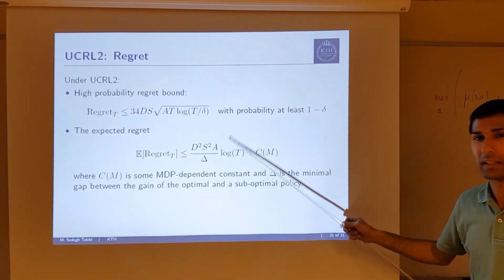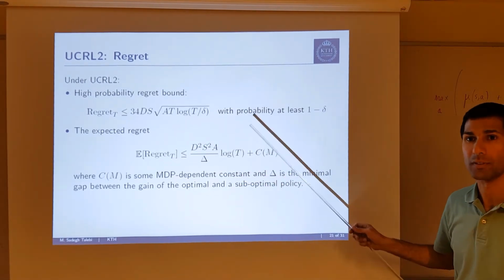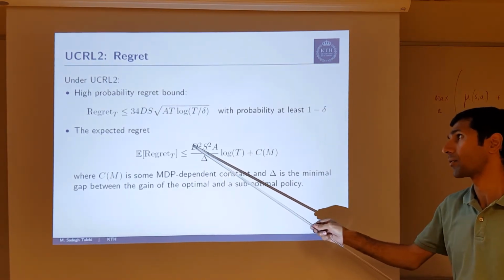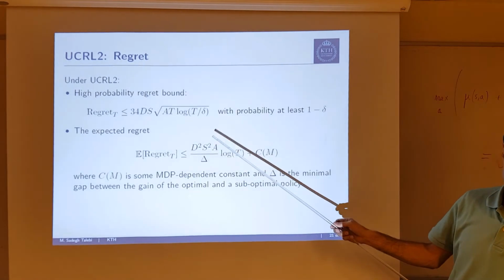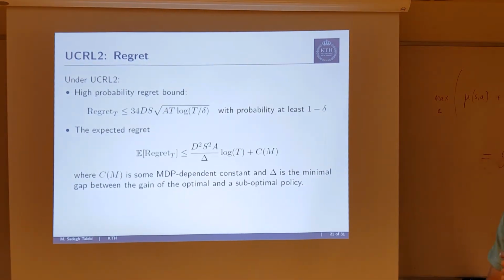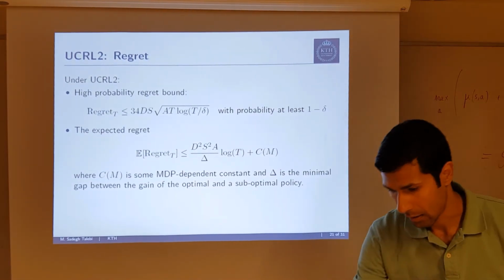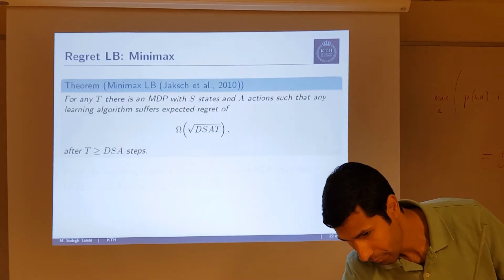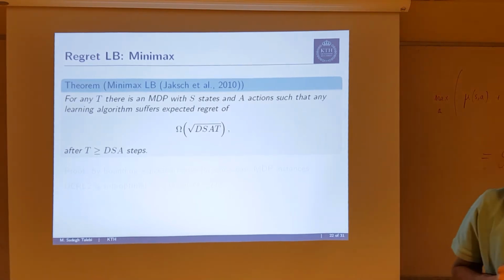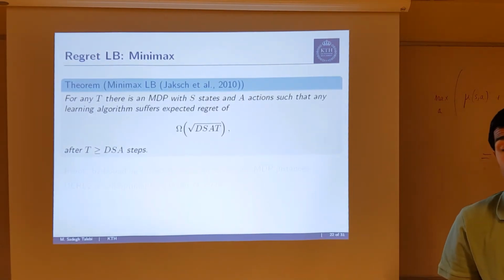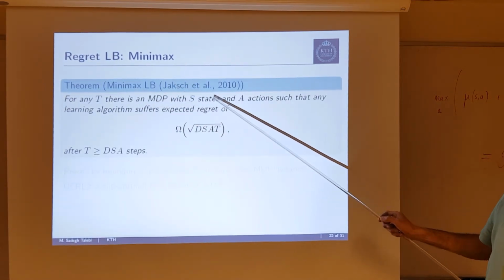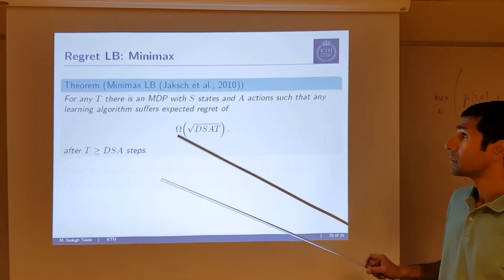But this is a bit conservative, and this bound can be improved, both because of delta here, and because of this d squared, and because of s squared. Why? To see whether this upper bound is good, we reviewed the minimax lower bound by Jaksch et al., in the same paper, 2010.